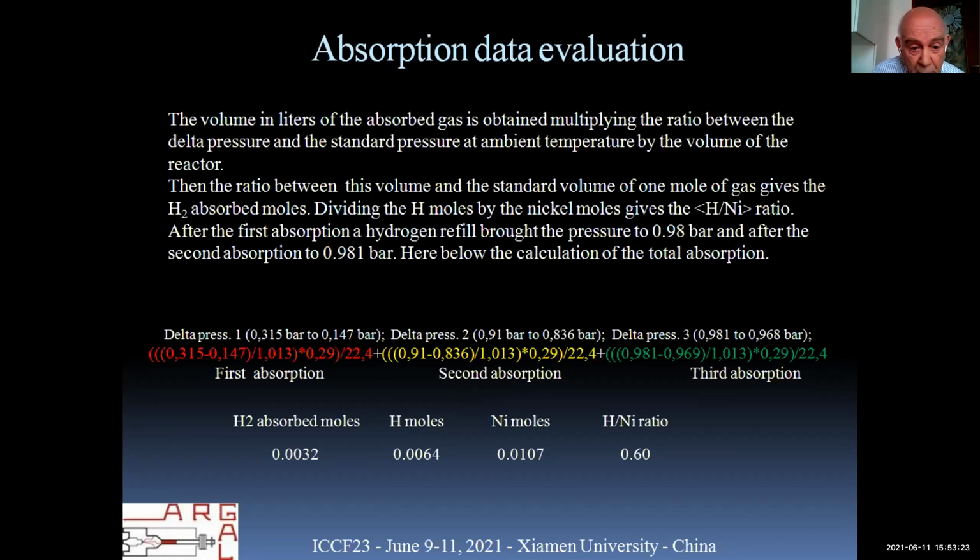After the first absorption, hydrogen refill brought the pressure to 0.98 bar, and after the second absorption to 0.981 bar. Here below is the calculation of the total absorption. You can see here that we had 3 different phases of absorption, and this is the total calculation. So the absorbed ratio, the ratio between hydrogen and nickel, was 0.6.